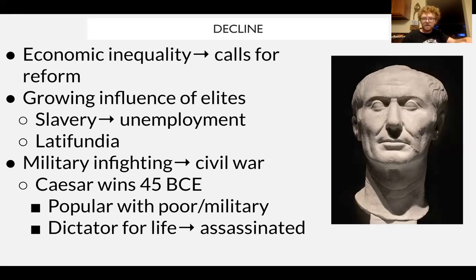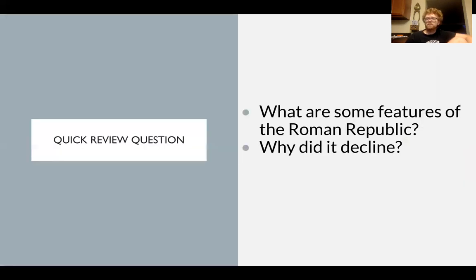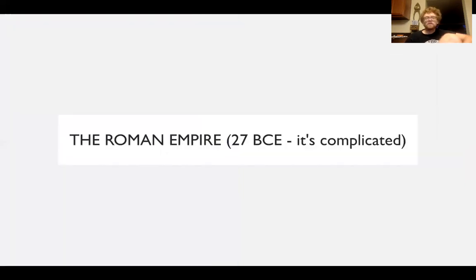Hooray! Well, no. Because Caesar created a very popular successor, and that's his nephew, Octavian, also known as Augustus. So Augustus has these political connections with military leaders, and he also is very popular among Rome's urban poor. So we are going to see eventually that Octavian is going to assume absolute power. He's going to take away a lot of power from the Senate, and he's going to establish the Roman Empire. So you should be able to identify some features of the Roman Republic, its political system, and then why it is declining. Well, let's look at the Roman Empire.